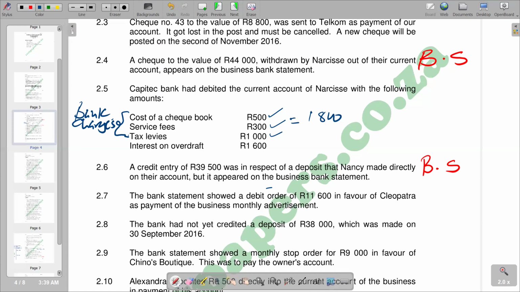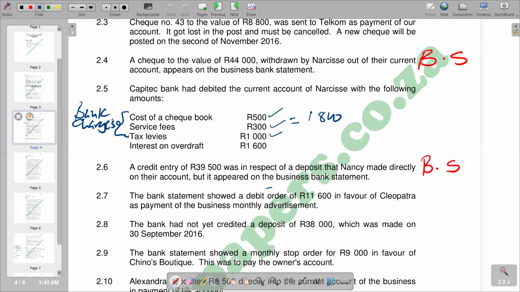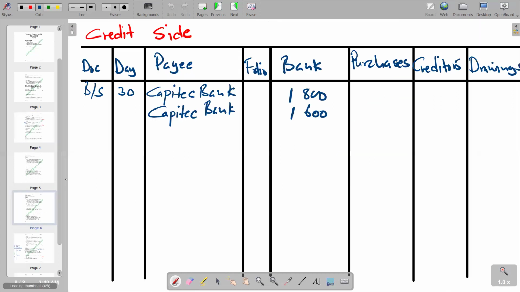So what we are saying is the business can only get to know about debit orders when they get hold of the bank statement. So we have to update it by putting it on the credit side of the cash book. So we go to the credit side of our cash book, and we are saying this is a payment that was supposed to go to. We can just recheck. It's a bank statement. Okay, Cleopatra is the payee. So we come here, it invites the name.